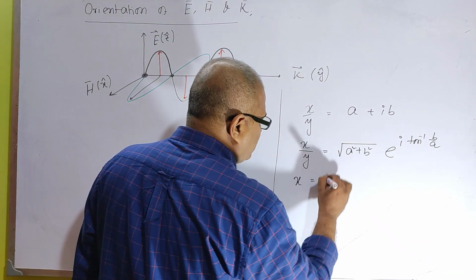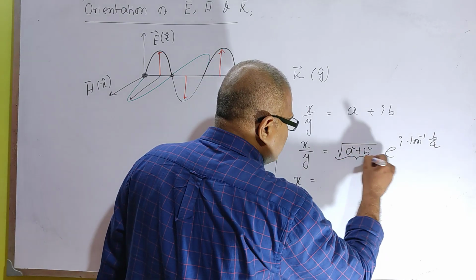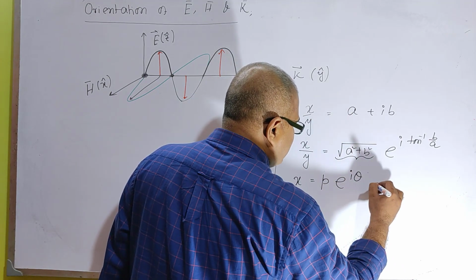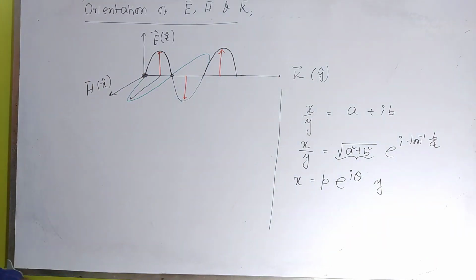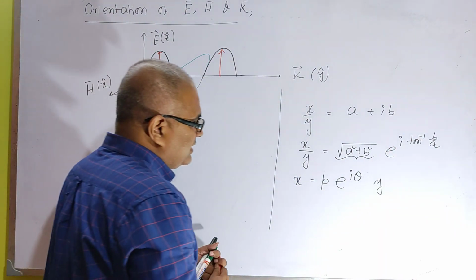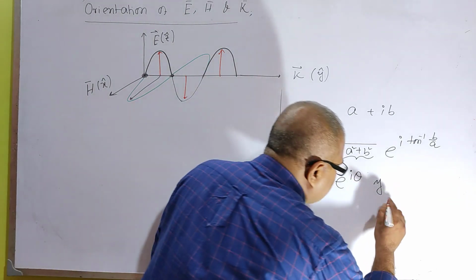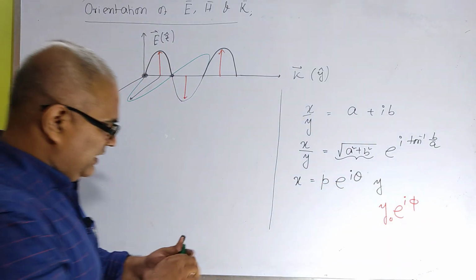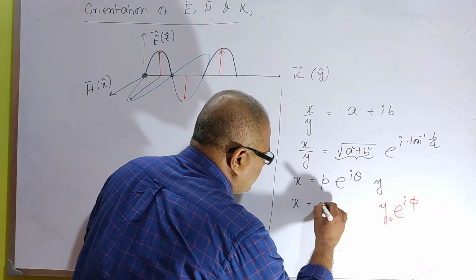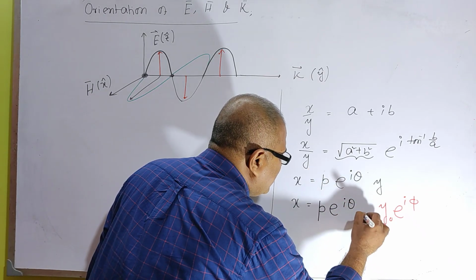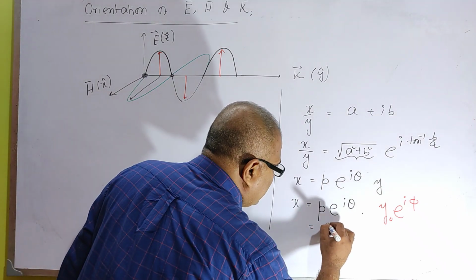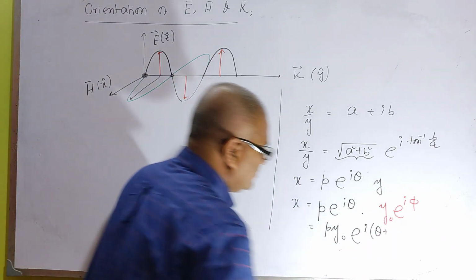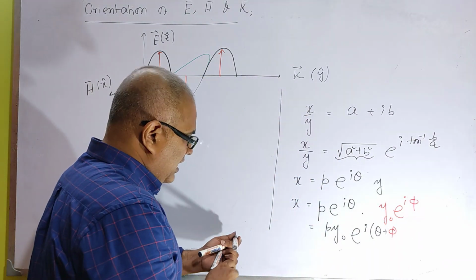Therefore x equals, I just write this quantity as p e to the power i theta times y, where p is this quantity and theta is this quantity. Let y equal y naught e to the power i phi. Then x will be p e to the power i theta times y naught e to the power i phi, that is p y naught e to the power i theta plus phi. So let me ask you one question.